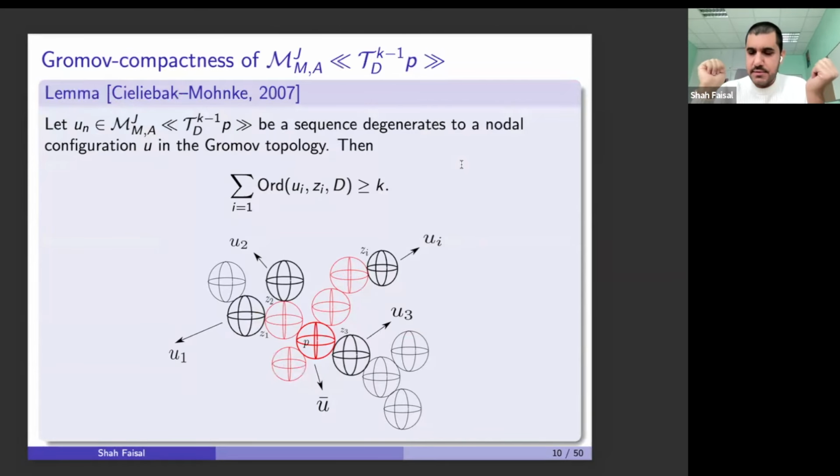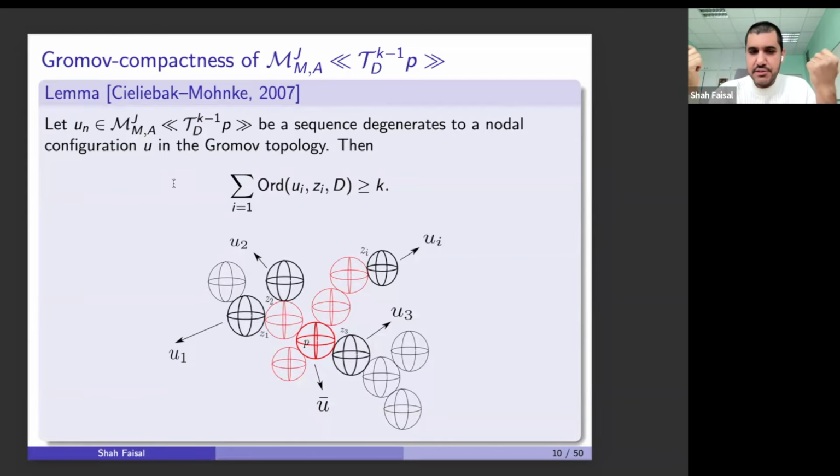Take a sequence of holomorphic spheres that satisfy the constraint k-1, and let's say it degenerates to some nodal configuration. Now there are two possibilities. The first one is that the constraint mark point is inherited by some smooth component which is non-constant. Then, since on smooth non-constant components the Gromov convergence is C infinity convergence, this constraint will be preserved.